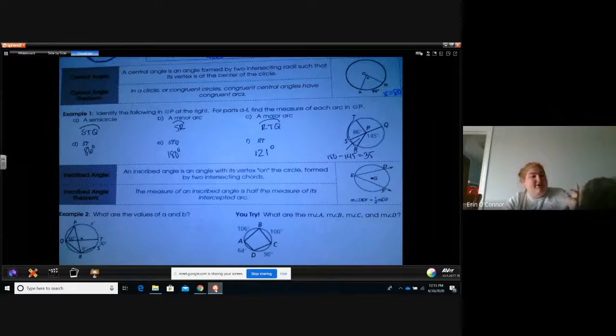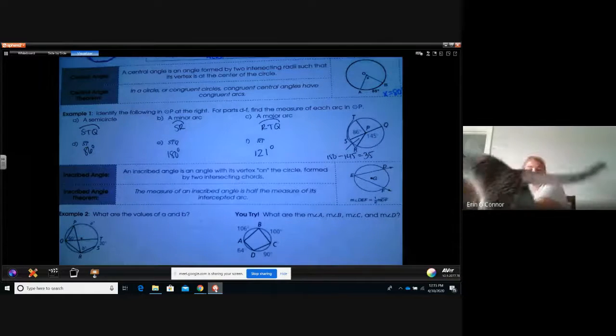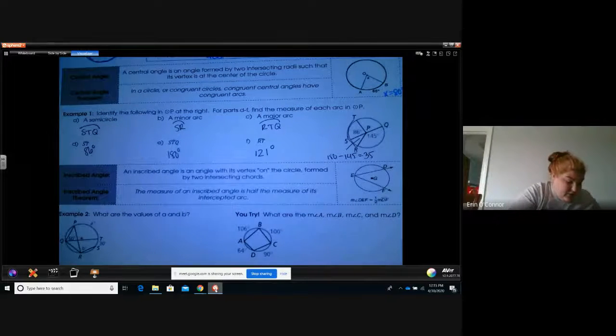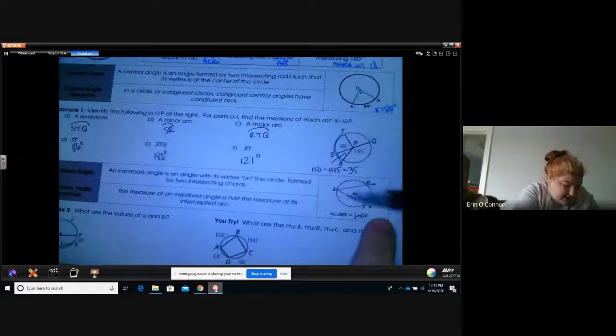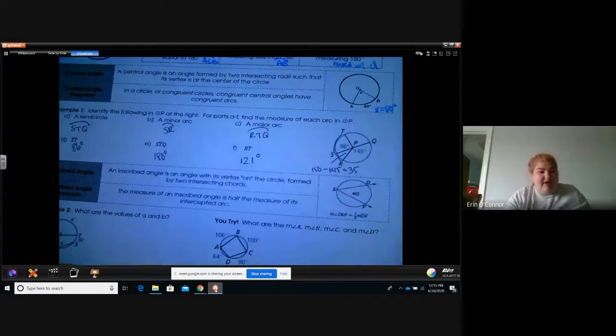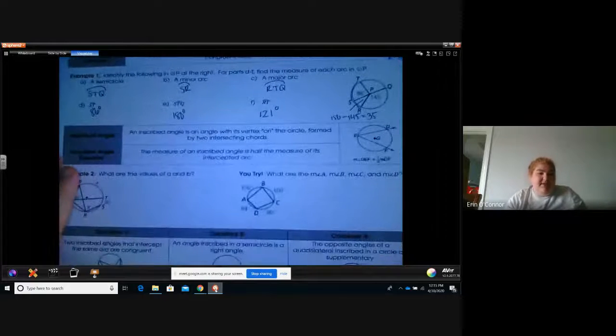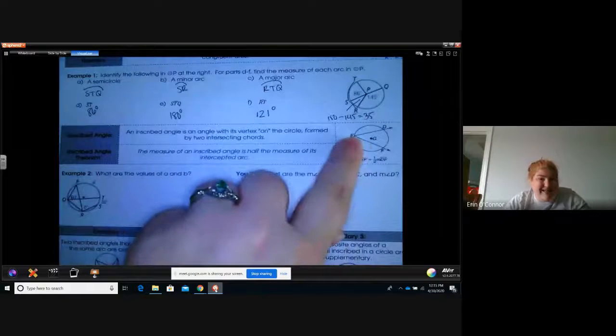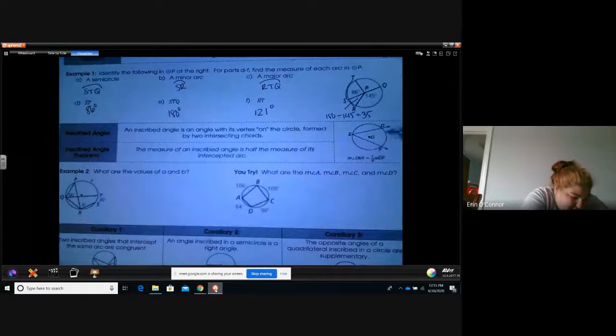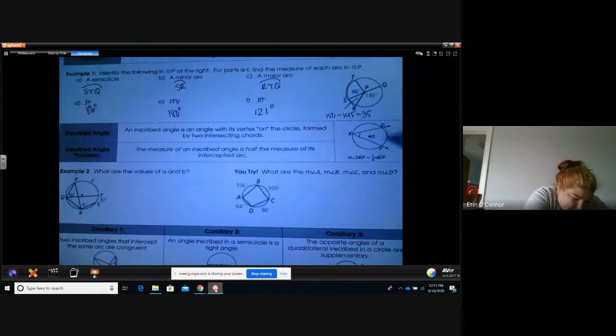So for the next part, inscribed angles. An inscribed angle is an angle with its vertex on the circle formed by 2 intersecting chords. So here's a chord, here's a chord, here's the vertex. We have our inscribed angle. The inscribed angle theorem is the measure of an inscribed angle is half the measure of its intercepted arc. So whatever this arc is, half of it is this angle right here compared to the arc right here. Meaning that the measure of angle DEF is half of the measure of arc DF. Okay, so let's try this out.